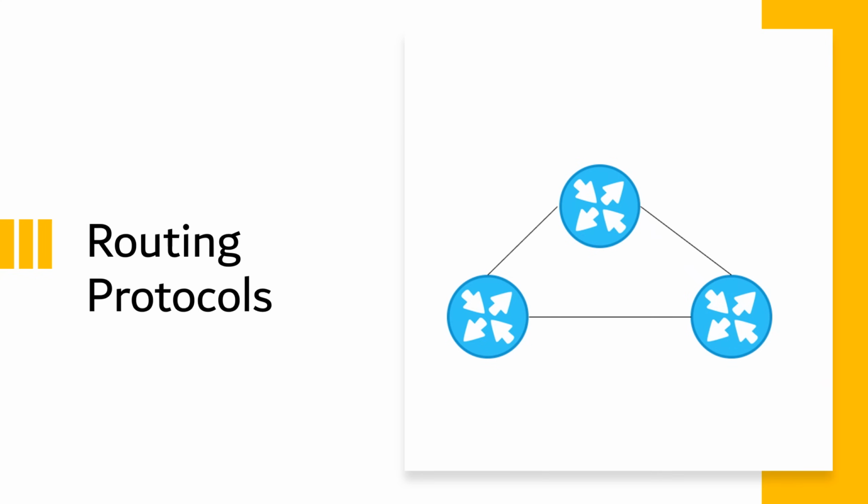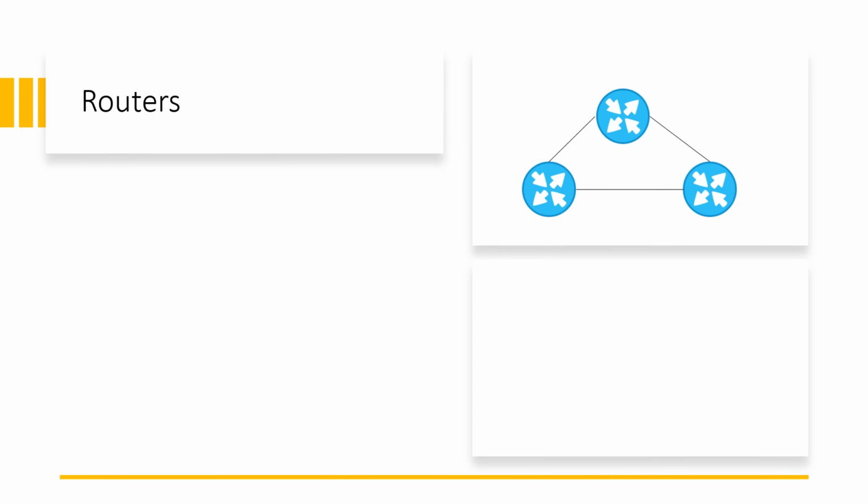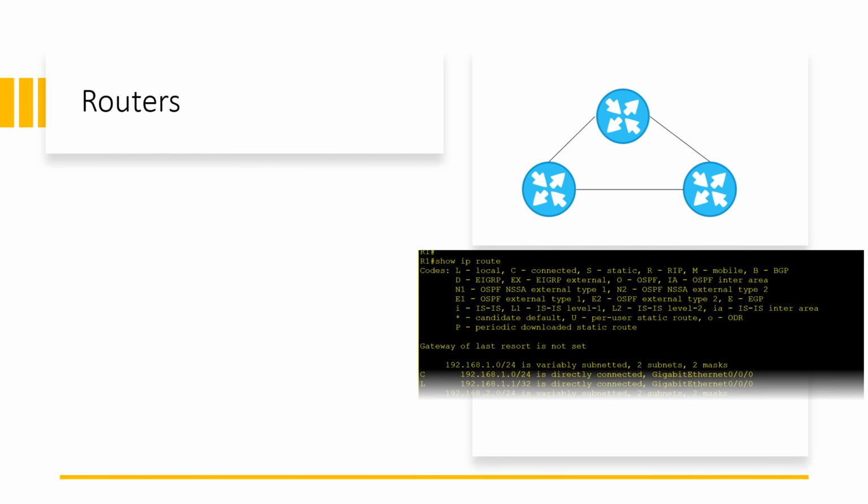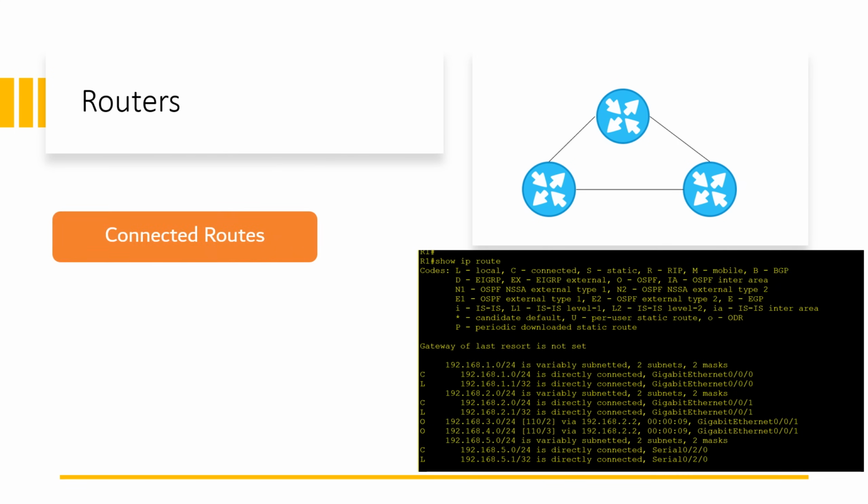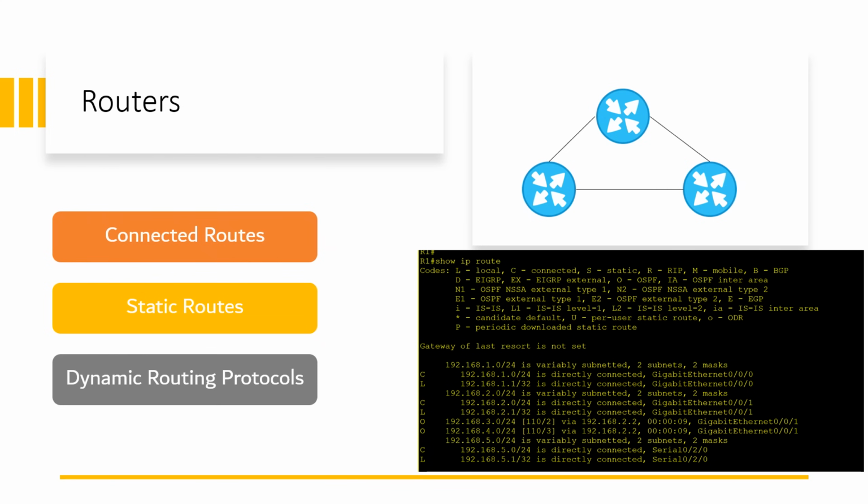Hello everyone. In today's session of CCNA series, I will discuss about routing protocols. Routers add IP routes to their routing table using three different methods: connected routes, static routes, and by using dynamic routing protocols.